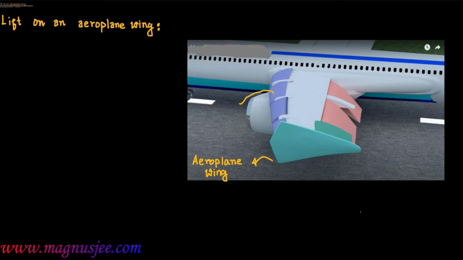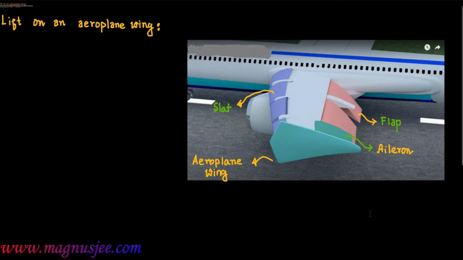There are three parts of an aeroplane wing: slats, flap, and aileron. This is the slat of the aeroplane wing, and that part is the flap, and also that part is the flap, and also we can denote the aileron. This is the aileron of the aeroplane wing.